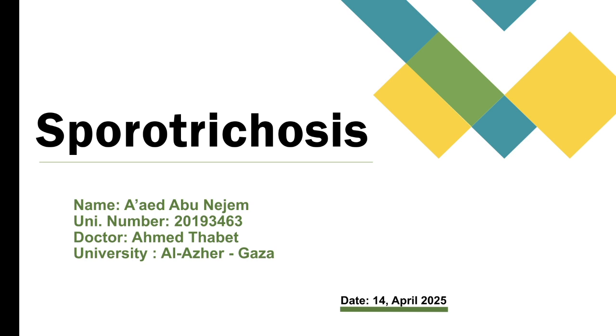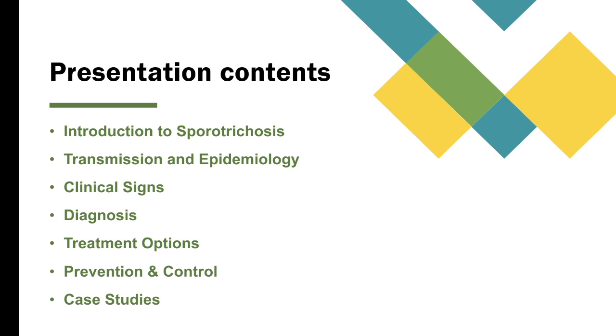Actually, today we'll talk about sporotrichosis, which is an infectious disease in animals. Let's go. This is the content of the presentation. I will briefly tell you about the disease, transmission, symptoms, treatment options, prevention, and others.